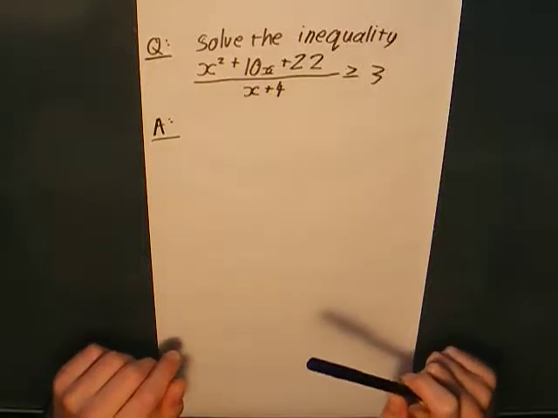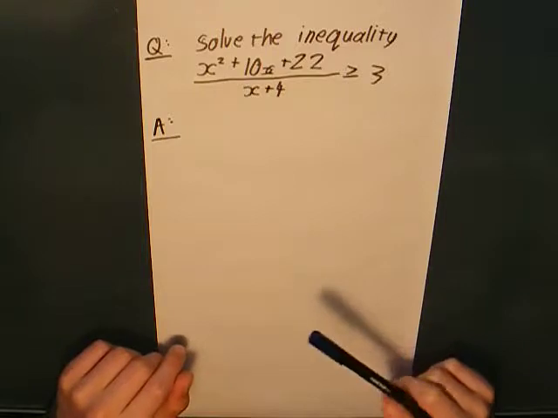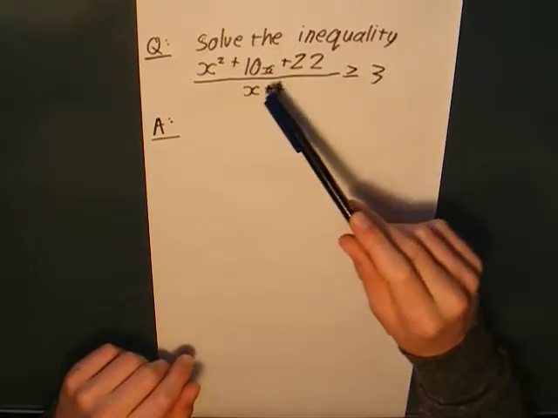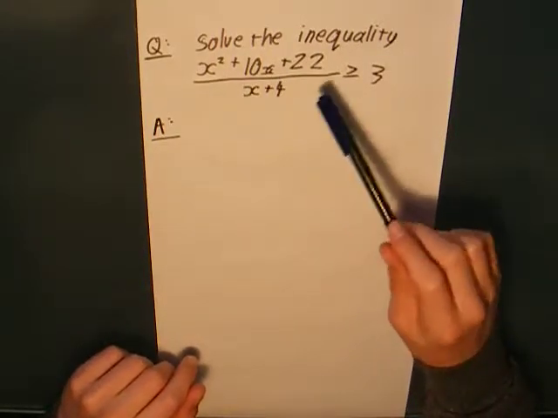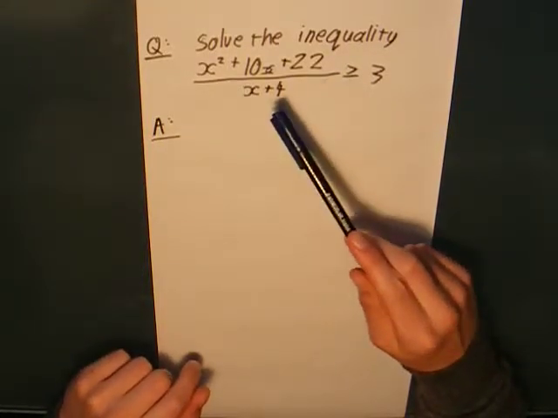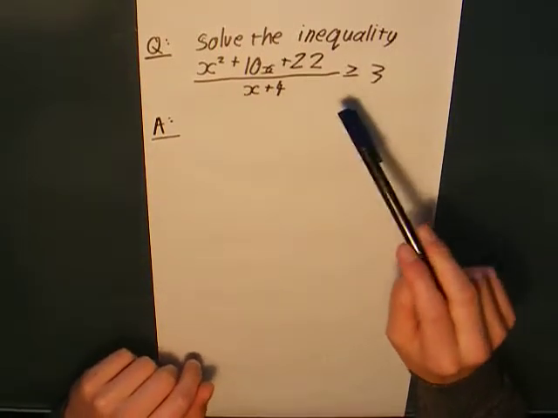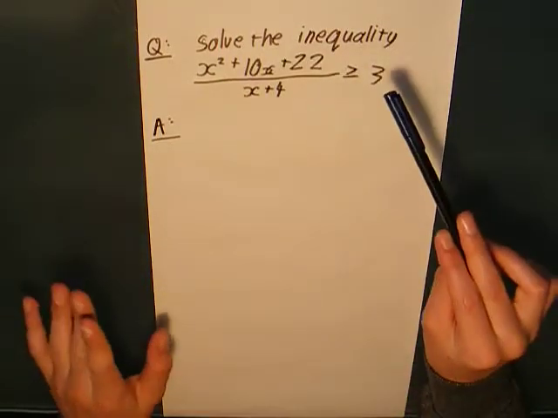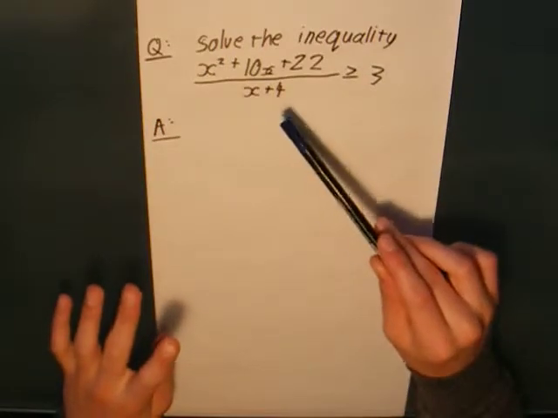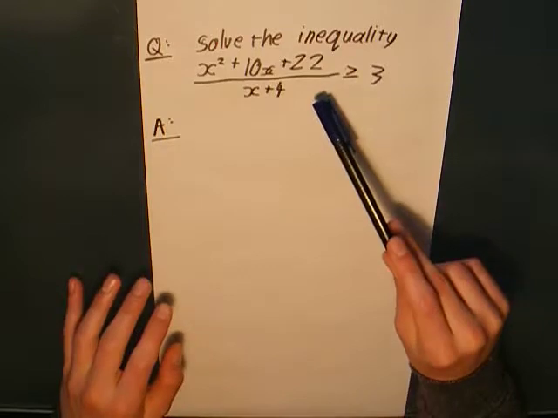So in this video I'm going to be teaching you how to solve an inequality which involves an algebraic fraction. So you can see here I've got an inequality, it's got an algebraic fraction in it. Now starting this off, you may think that you can multiply both sides by x plus 4, but that would not be right, because you don't know whether x plus 4 is positive or negative, so you don't know whether you need to flip this inequality sign.